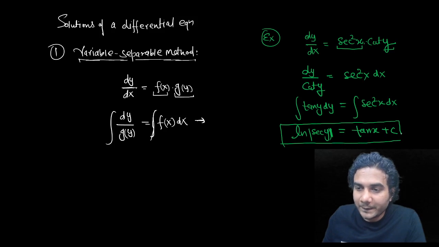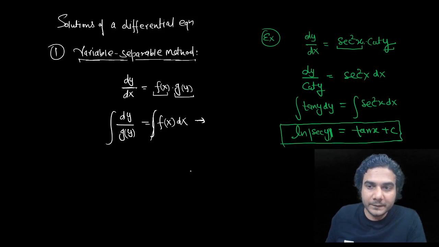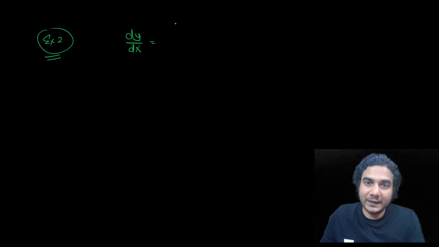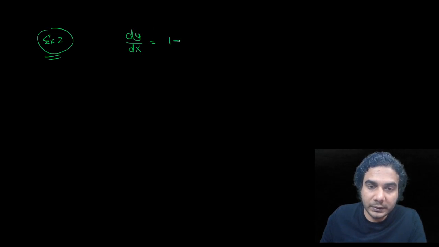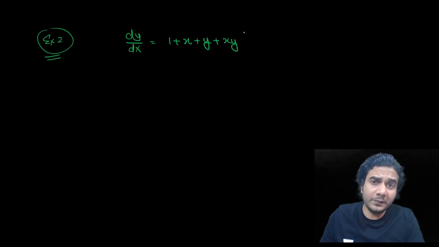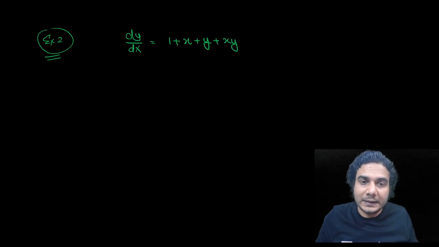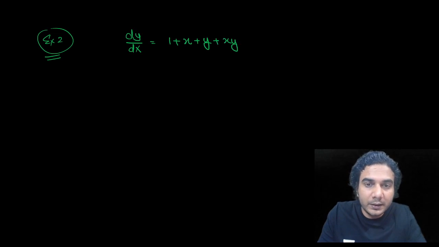All right, so I hope it is clear. Now let me give you another example, example number 2. I'll give you time to solve it, so you try it. It is not always visible that it is a function of x into a function of y. You might have to do some work for that, like in this example. See, check out 1 plus x plus y plus xy. Okay, although it's a very simple question, but yes, start with this. Try to solve it.